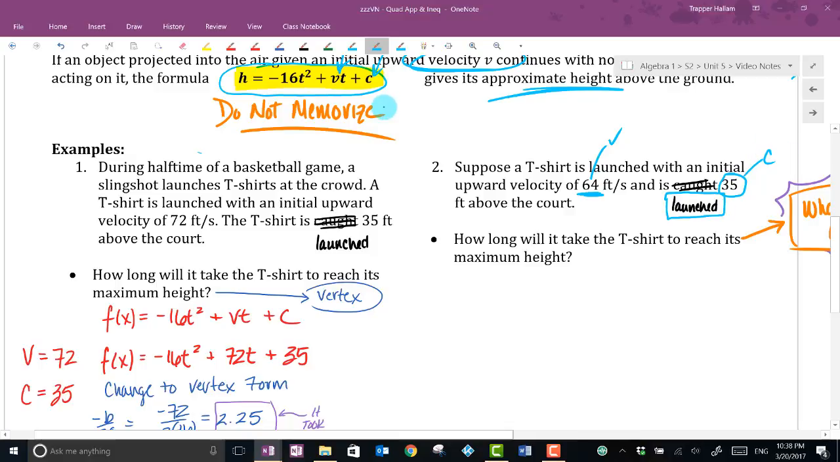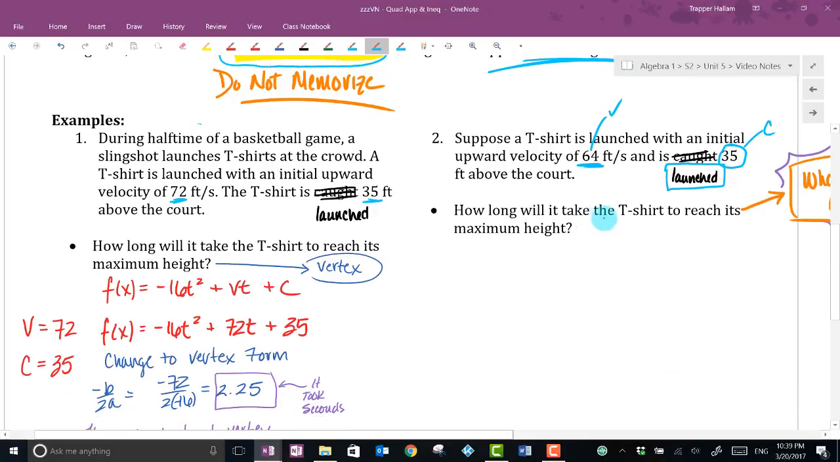Again, you don't have to memorize this. I'll give it to you for all our applications. So let's read the first question. Oh, before we do, notice that this one's a little bit faster from the same height so that you can do some compare and contrast on its vertex, because that's some of the stuff we're going to find here. It says, how long will it take the t-shirt to reach its maximum height?